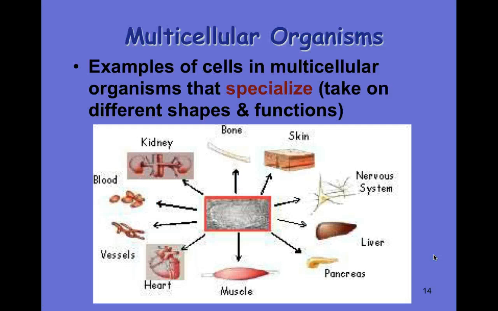Examples of cells in multicellular organisms that specialize, meaning they take on different shapes and functions. So we start off as that basic stem cell, and it may turn into bone, or skin, or nerve, or liver, pancreas. You've got your muscle, your heart, different vessels, your blood, and your kidneys. So we start off as that basic one, we turn certain genes on and off, and that will differentiate. We'll decide that it's going to do something different than all the other cells. So it's going to specialize in just one thing.